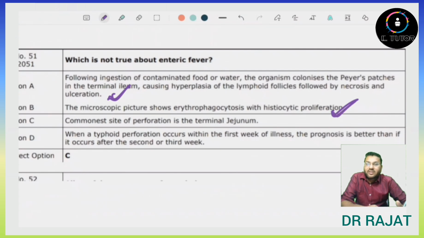And commonest site of the perforation is the terminal ileum, terminal jejunum. This is not true. It should be terminal ileum. When a typhoid perforation occurs within the first week of the illness, the prognosis is better than if it occurs in the second or the third week. So this is also true. Whenever there is perforation in the first week, it has a better prognosis. So answer here will be option number C, that the common site of perforation is not the terminal jejunum, it should be terminal ileum.